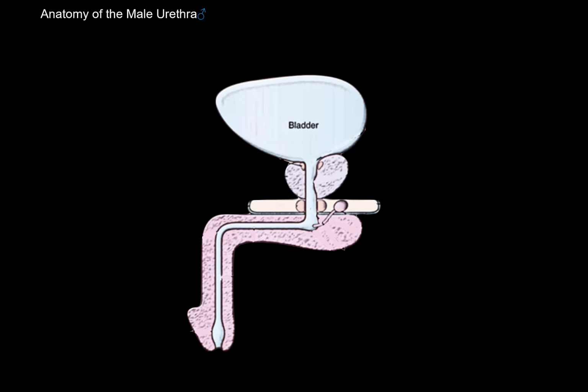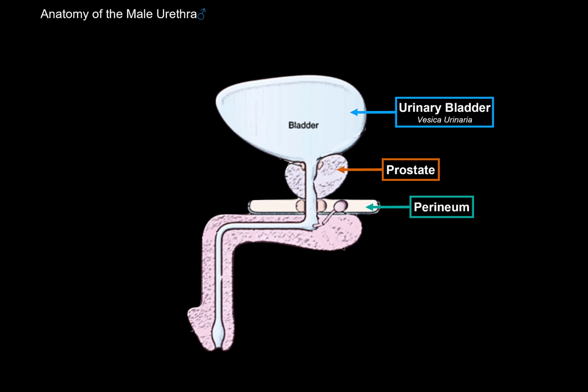Now let's move under the urinary bladder and cover the anatomy of the urethra. And remember that the urethra is different in male and female. So we will start with the anatomy of the male urethra first. Alright, so what do we see here? We can see the bladder and the prostate under it. We can see the perineum, which are muscles on the pelvic floor.